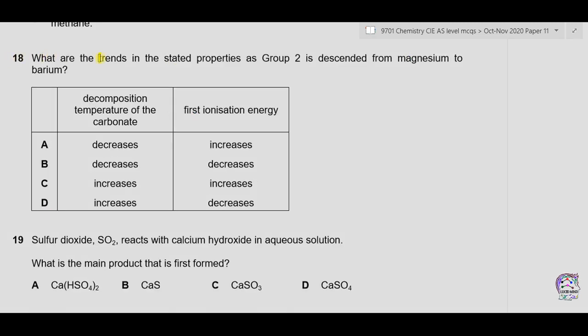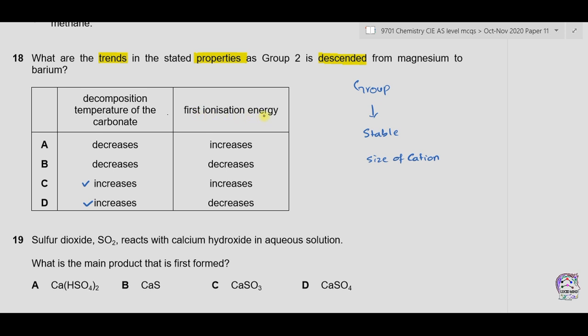Question number 18. What are the trends in the stated properties as group 2 is descended from magnesium to barium? First is the decomposition temperature of the carbonate. As we know, in group 2 the carbonates become more stable down the group. This is because the size of the cation increases, and as the size of the anion is already greater, which is the carbonate anion, the bond formed becomes stronger as the sizes of the cation and anion become equal. So it should be increases.